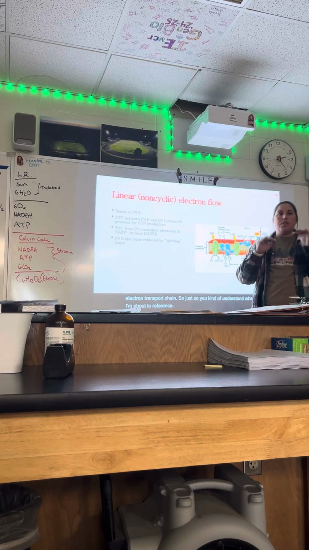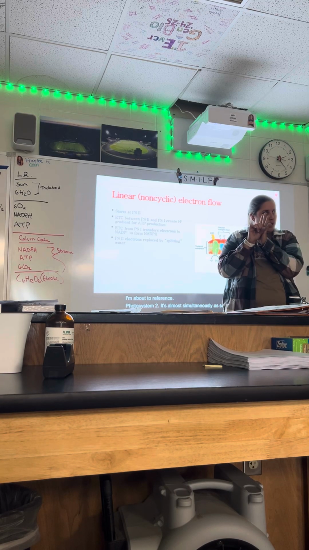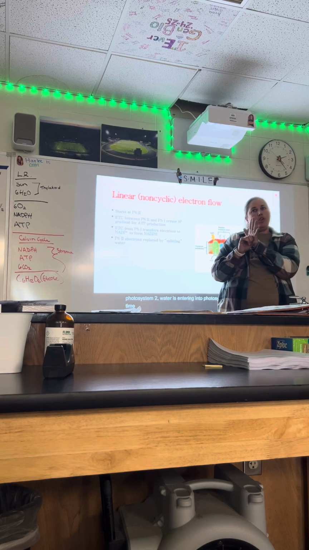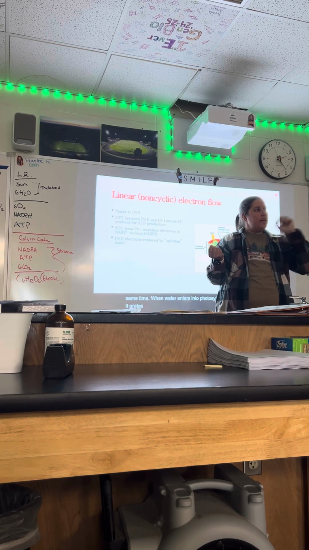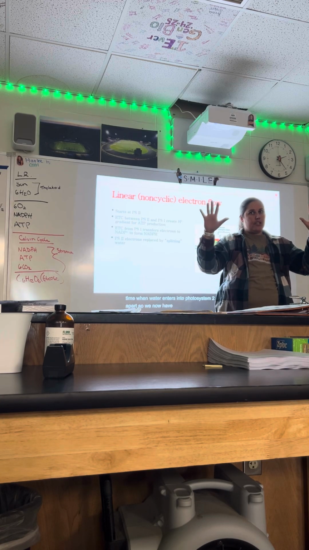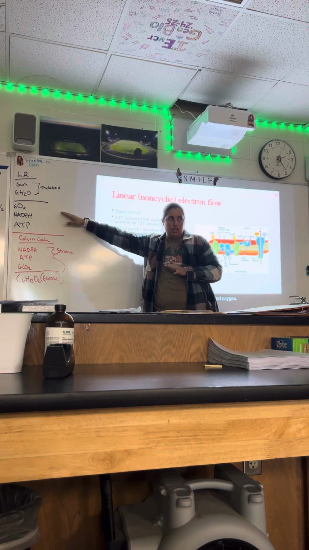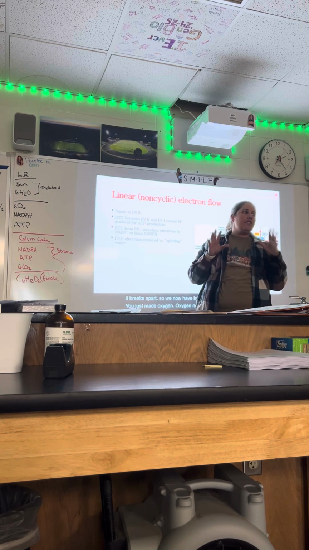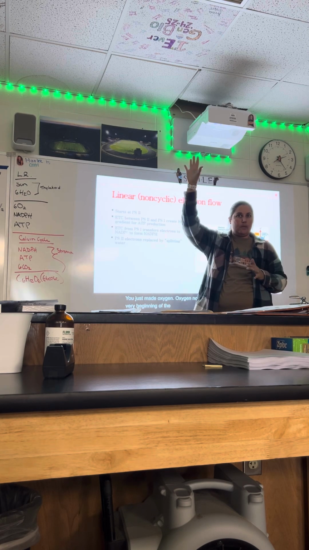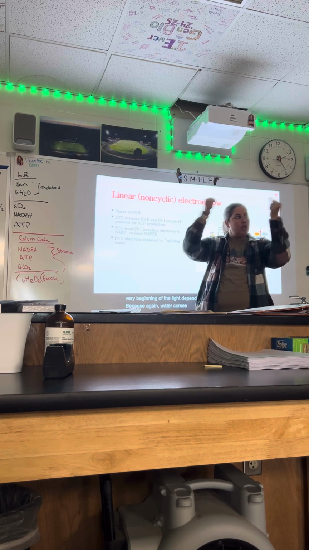Photosystem 2, it's almost simultaneous. As sunlight enters photosystem 2, water is entering into photosystem 2 at the same time. When water enters into photosystem 2 with sunlight, it breaks apart. So we now have hydrogen and oxygen. You just made oxygen. Oxygen now leaves. So ultimately, at the very beginning of the light-dependent reaction, oxygen is made. Because again, water comes in, sunlight comes in, it breaks them apart.